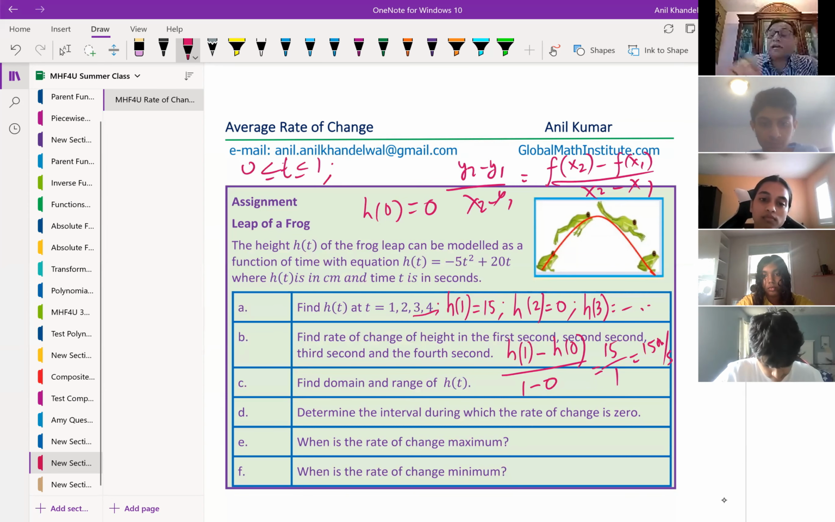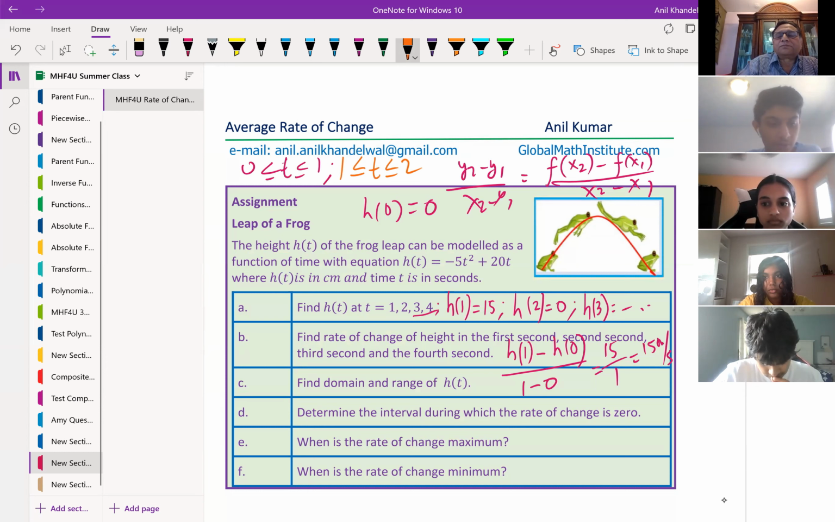Now this question, second second. What is the second second? Anybody? Would the second still be 1 and 2? 1 and 2 is correct. So the second second is when the t value changes from 1 to 2, correct? So can we have the answer for this one? 1 to 2, what is the value?